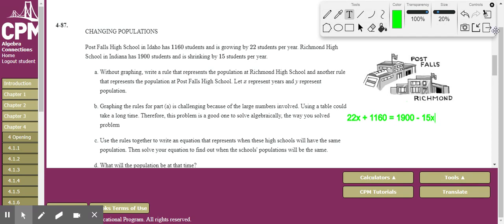Once I've solved for x, then what I need to do is plug that back into one of my equations to figure out what the population will be at that time. So once I know the time, the number of years, I plug that in for x, and then I solve for y.